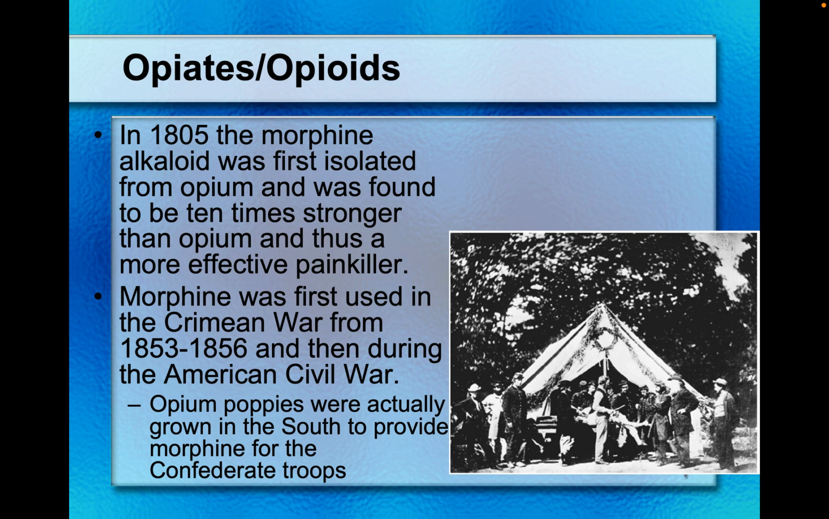In 1805, the morphine alkaloid was first isolated from opium and was found to be 10 times stronger than opium and thus a more effective painkiller. Morphine was first used in the Crimean War from 1853 to 1856, which was a war between Russia and England, and then during the American Civil War, 1861 through 1865. Opium poppies were actually grown in the South to provide morphine for the Confederate troops.